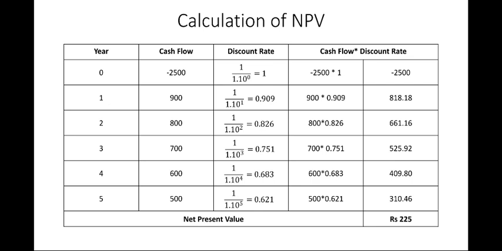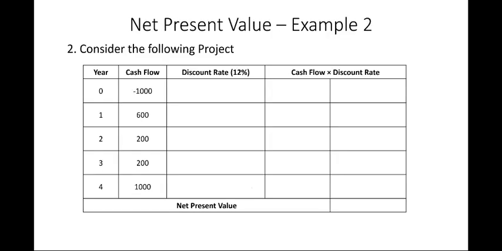Moving ahead, I have taken another example, and here as you can see, it is straightforward, I have just plugged in all the values. The project has to be evaluated, and it has an initial cash outflow of minus 1000, and first year revenue is 600, second year revenue is 200, third year revenue is 200, and last year, that is the fourth year, the revenue is 1000. Here the discount rate is 12%. We have to determine the net present value.